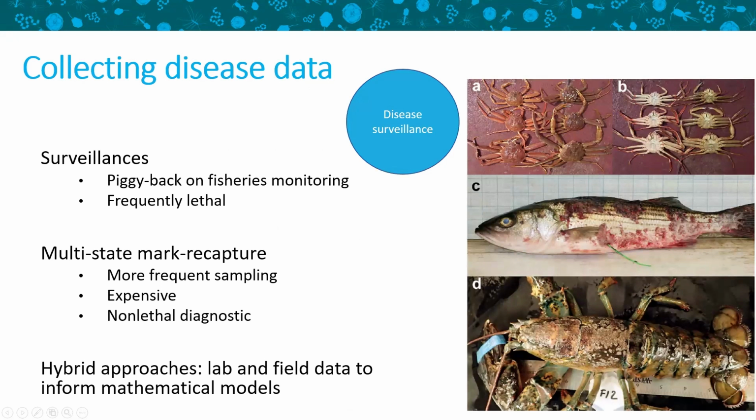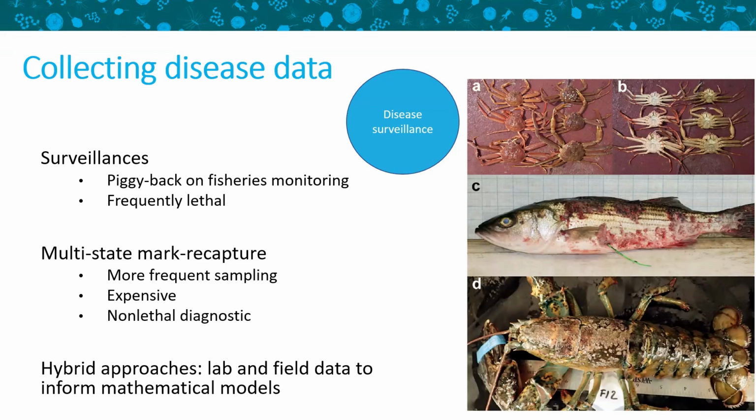When we think about the disease data we collect, we can do surveillance where we just look at what proportion of the population is infected. We can piggyback this on fisheries monitoring. That's a very effective way to get data in a less expensive way if you can get on the same boat or add it to a monitoring protocol. This tends to be lethal collections.